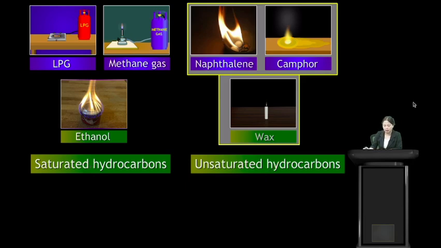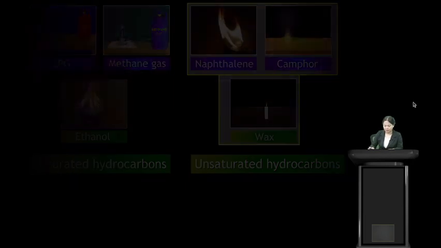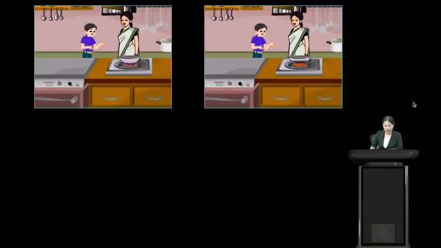So remember this difference. Saturated carbon compounds burn with a clean flame. Unsaturated hydrocarbons burn with a sooty flame, that is, a yellow flame with soot and residue. So here we have two cases.